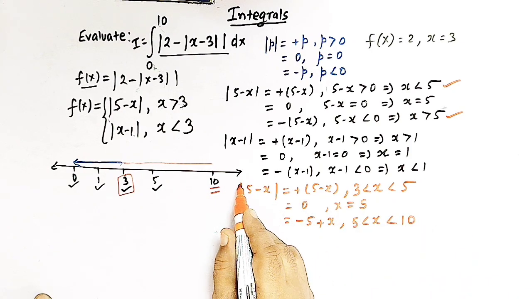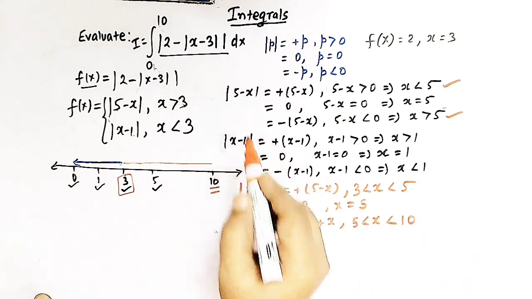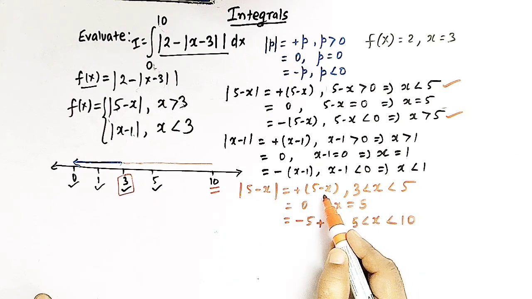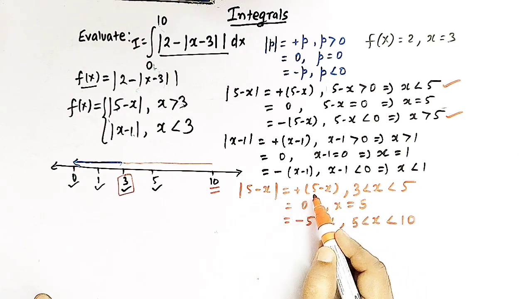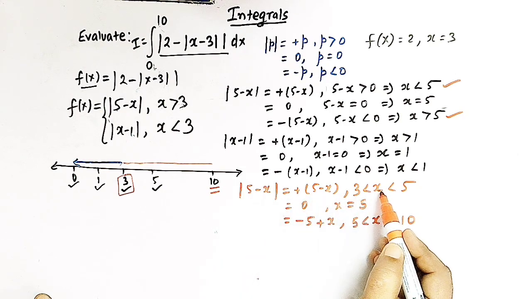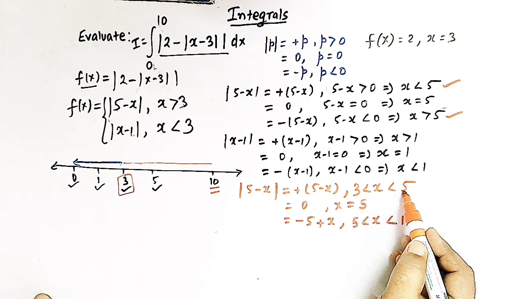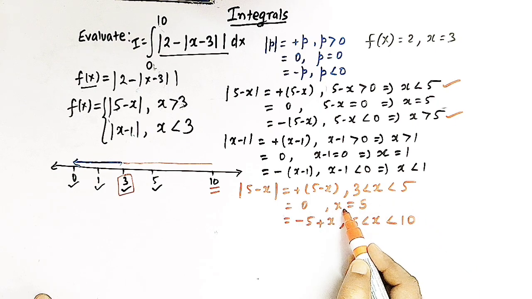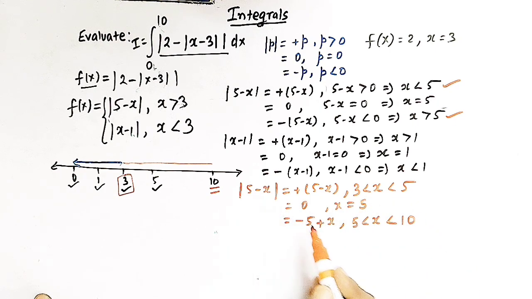So when we take x greater than 5, then we have to write x greater than 5 and we have to restrict ourselves to only this point, that is 10. So now the modified form of this function is mod of 5 minus x is positive 5 minus x when x is greater than 3 but less than 5. This is 0 when x is 5, and this is equal to minus 5 plus x when x is greater than 5 but less than 10.